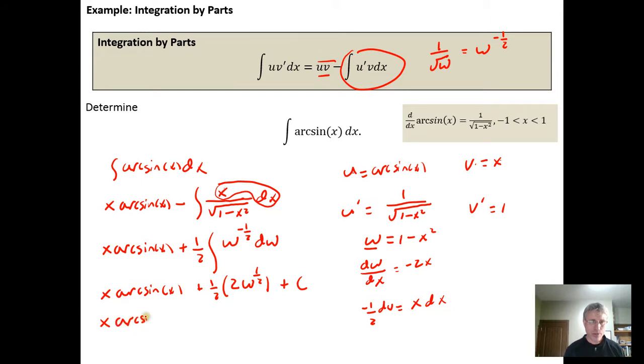x arc sine x plus a half of 2 is 1, so we just get w to the 1/2 plus the constant of integration. But w is just 1 minus x squared, so we replace the w with the 1 minus x squared, and there we have the antiderivative of the arc sine of x.